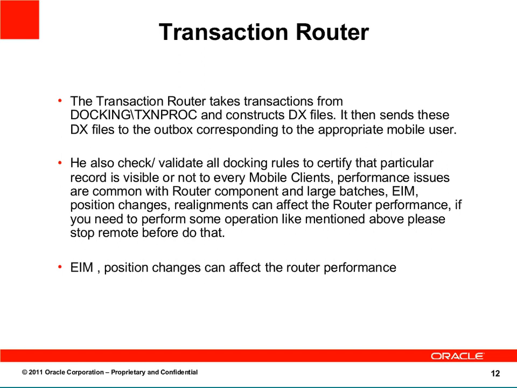Just a brief introduction. The transaction router takes transactions from the docking TXM proc folder and constructs the DX files, and sends these DX files to the outbox corresponding to the appropriate mobile user. It also checks and validates all docking rules to certify whether a particular record is visible or not to every mobile client. In this part, we can see performance issues.